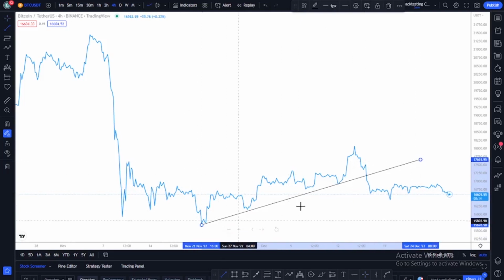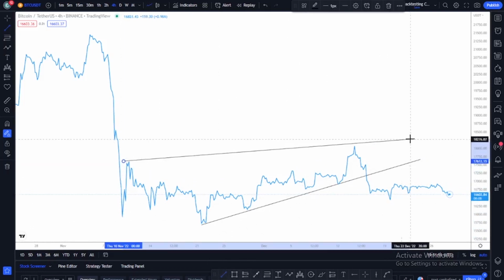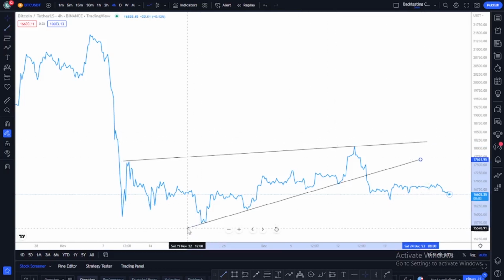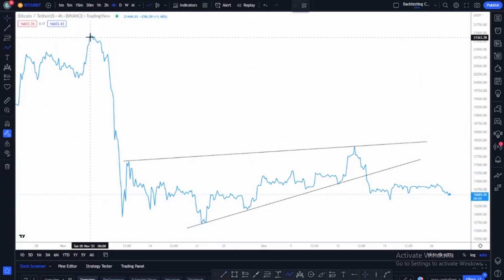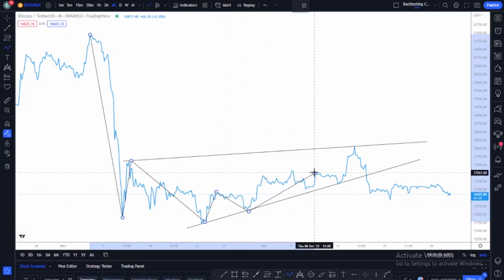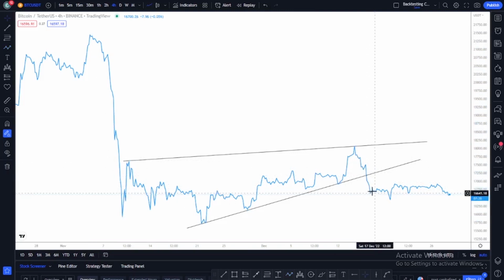So we have our first trend line right here, and our second trend line right here. Basically there's a pattern forming. This was the drop, it came down to point A, point B, point C, touched the trend line again, point D, point E, before it finally broke the trend line and continued to the downside.